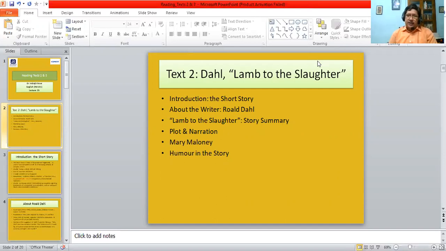During the course of the lecture on this text, I shall be giving a brief introduction to the short story. I shall provide a few words of introduction about the author, Roald Dahl. Then I shall follow this up by a story summary of Lamb to the Slaughter, followed by some brief discussions on different aspects of the story, namely plot and narration, the characters, and the use of humor and irony in the story.